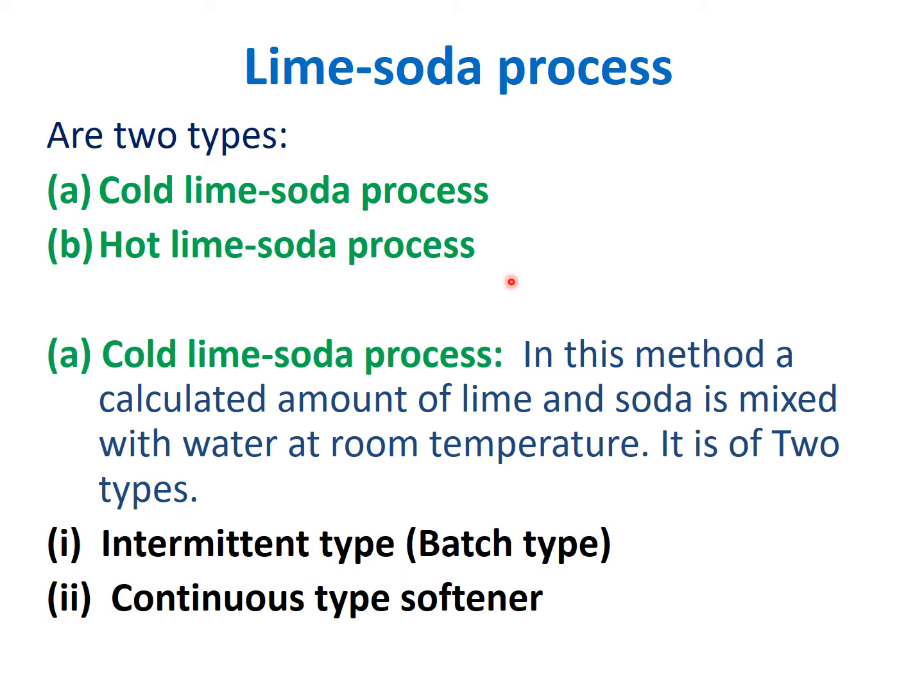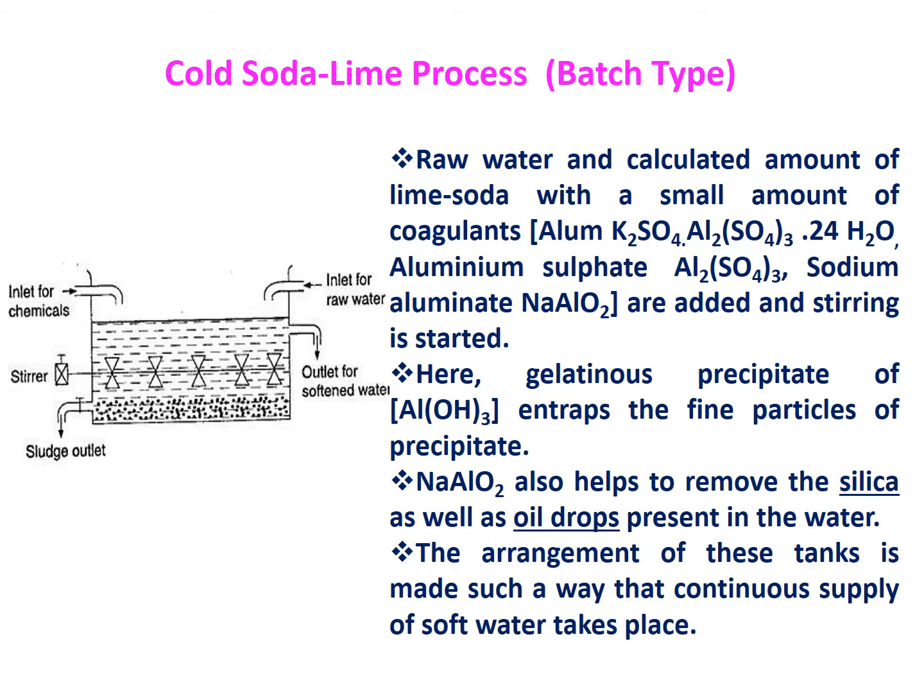In this method, a calculated amount of lime and soda is mixed with water at room temperature. Along with these, some coagulants are also added, like alum, sodium sulfate, and sodium aluminate. So the cold lime soda process is of two types. One is the intermittent type or batch type, and the second is the continuous type softener. First we will take the cold soda lime process, batch type.